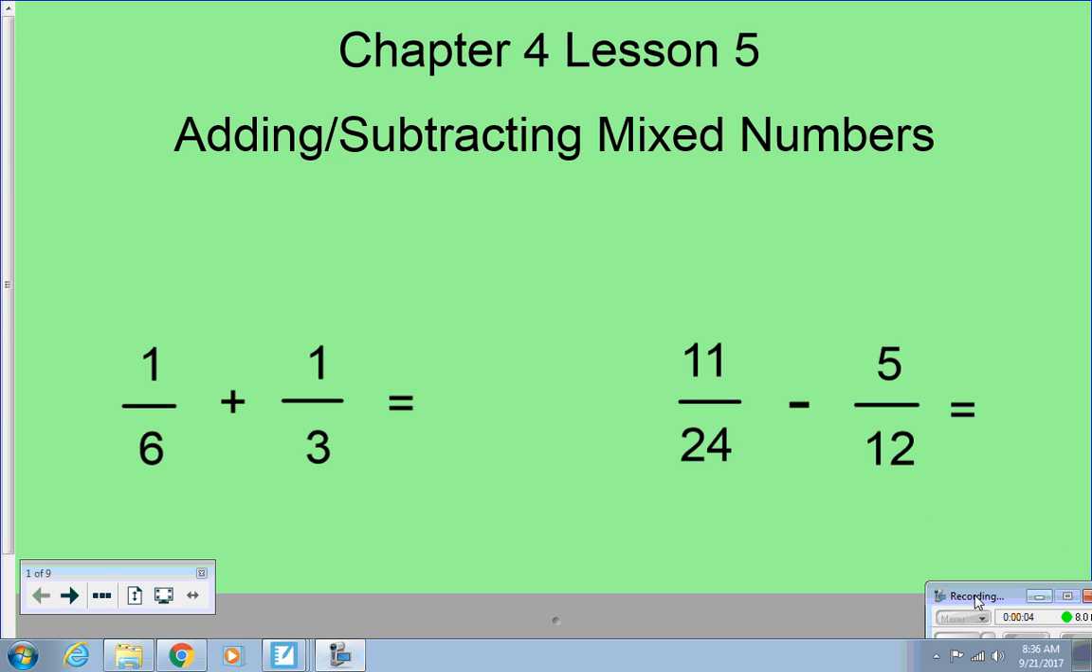So, chapter 4, lesson 5, adding and subtracting mixed numbers. Now, on your quiz yesterday, the last one on your quiz was doing this. Did you notice that? And it's something we haven't talked about yet. That's okay. I just wanted to see if you could solve it.